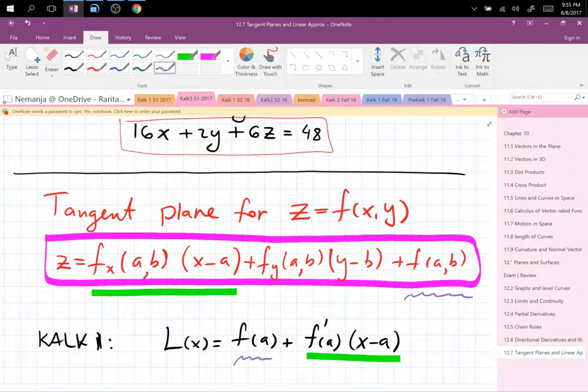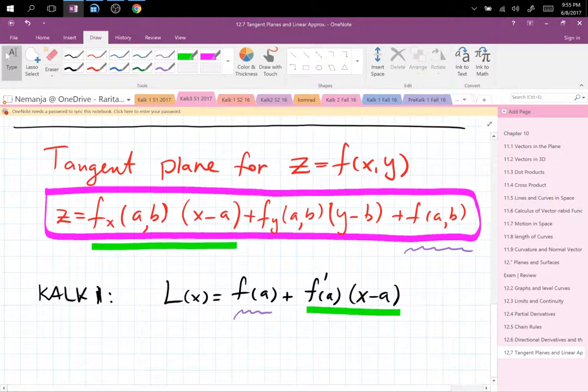So you have your derivative in the x direction computed at the point, which is the same as what you had in Calc 1, and you had the function. Now, if you don't remember where the Calculus 1 thing is coming from, it's the algebra formula y minus y1 is equal to m times x minus x1, where this x1 and y1 are simply a, f of a.